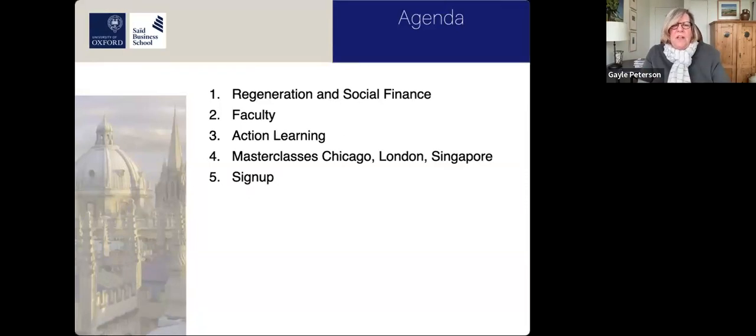We're going to meet our faculty. We're often asked, a handful of our faculty, we're often asked what happens with our students, with our alums. And you're going to get to meet three of them today. We're also going to talk about an action learning project, which is unique to social finance and impact investing, and that students get an opportunity to actually apply what they learn in the classroom. Then we're going to talk a little bit about what's next, master classes in social finance coming up in Chicago, London, and Singapore. And then Steve Brewster, my colleague, is going to talk about how you can sign up for social finance. Next slide, please.